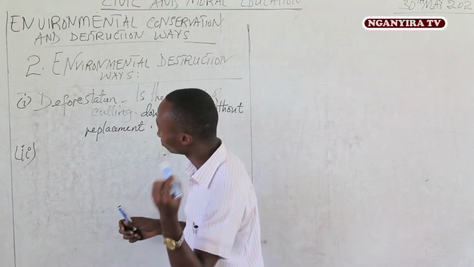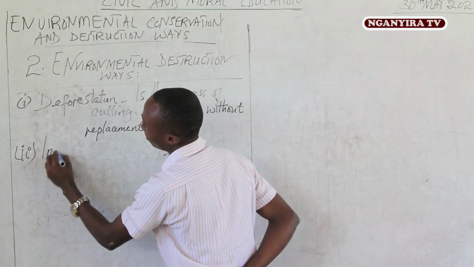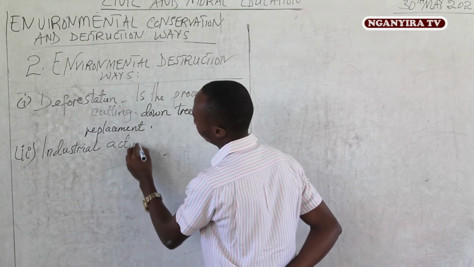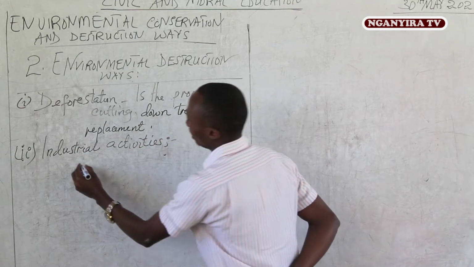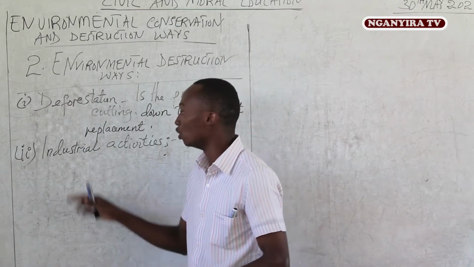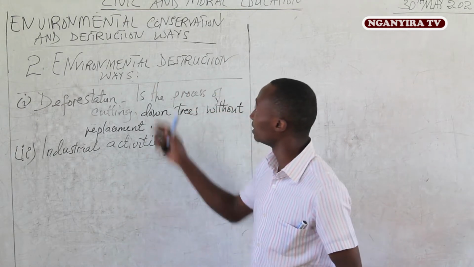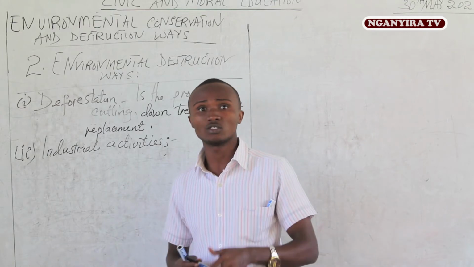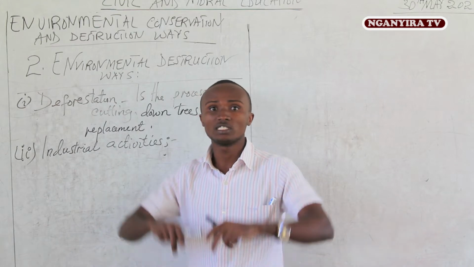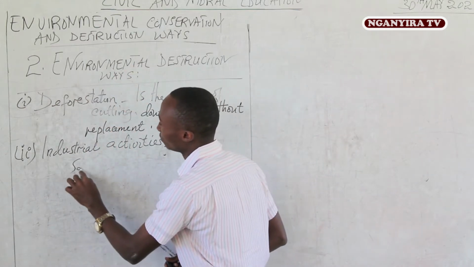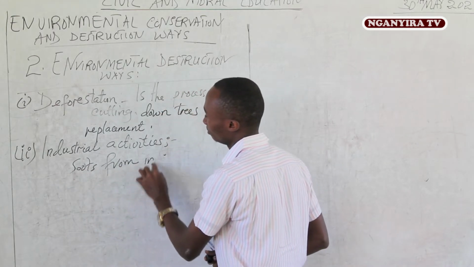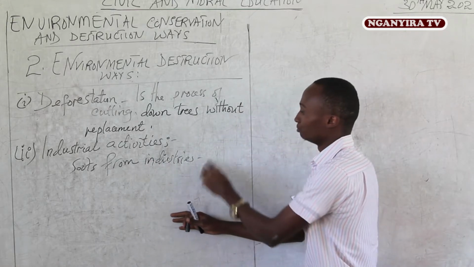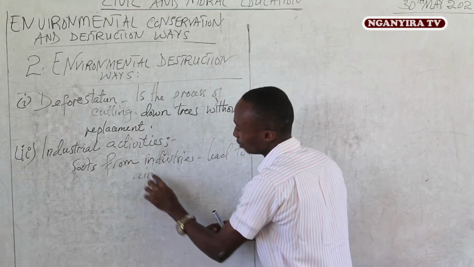Number two is industrial activities. These activities can also lead to environmental destruction, or what we call destroying our environment. In which way can industrial activity destroy our environment? You know that in the industry there is smoke, which is always going into our environment, and smoke from industries leads to air pollution.